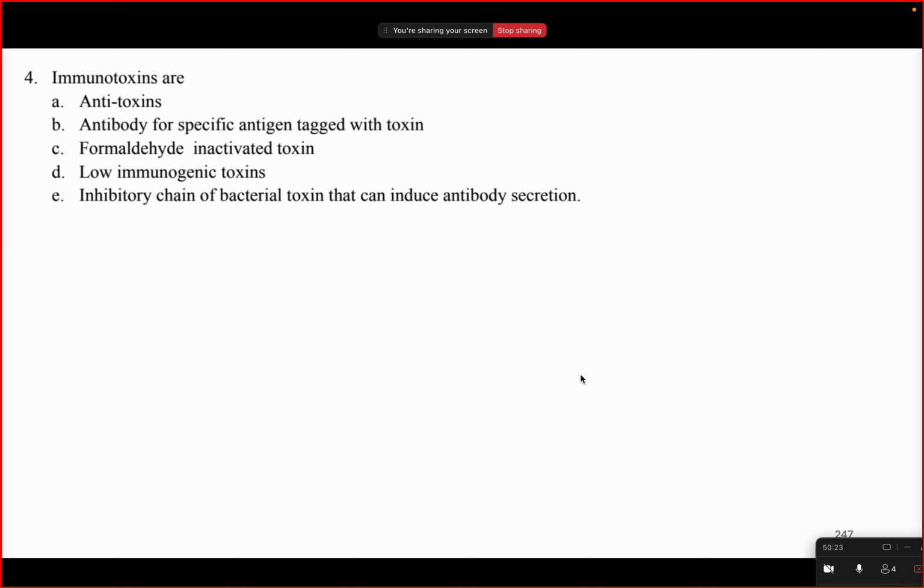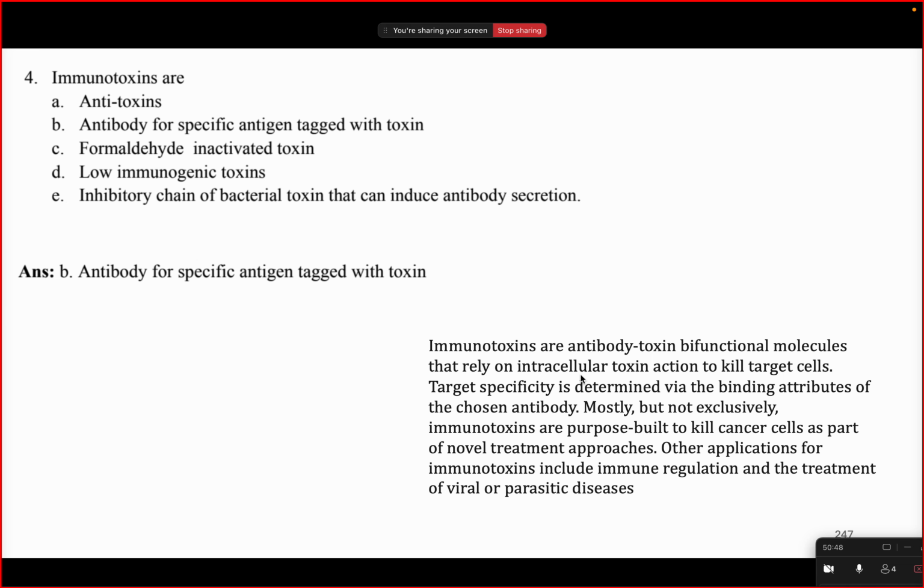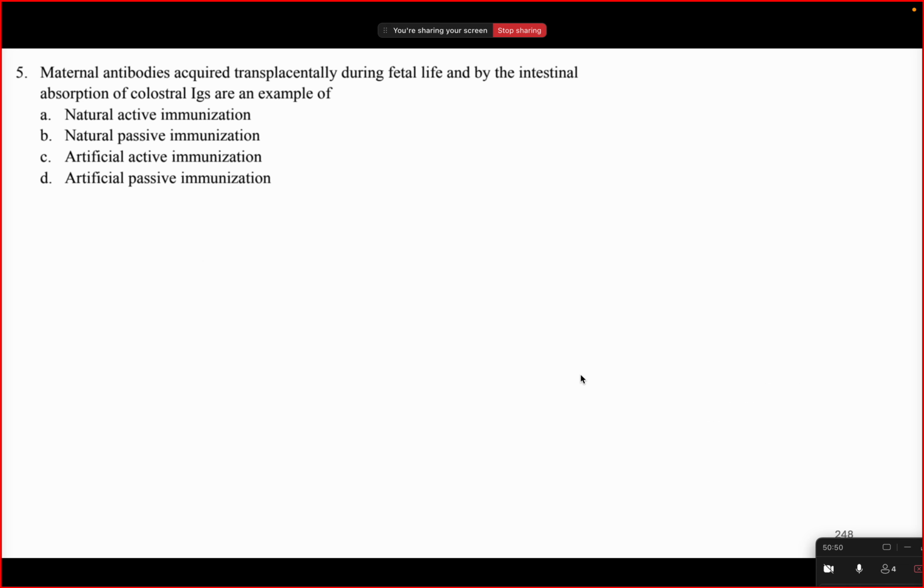Immunotoxins are antitoxins, antibody for specific antigen tagged with toxin, formaldehyde inactivated toxin, low immunogenic toxin, or inhibitory chain of bacterial toxin that can induce antibody secretion. The correct answer is antibody for specific antigen tagged with the toxins.